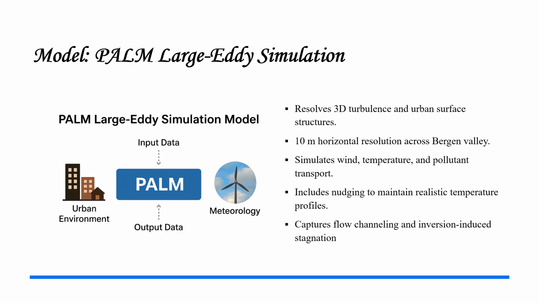It also includes real temperature profiles and uses a method to keep the simulated atmosphere realistic. Because it can show the turbulence and the small wind patterns, PALM is extremely accurate for complicated landscapes, such as Bergen in Norway. This is why it's a very good model for studying urban air pollution.